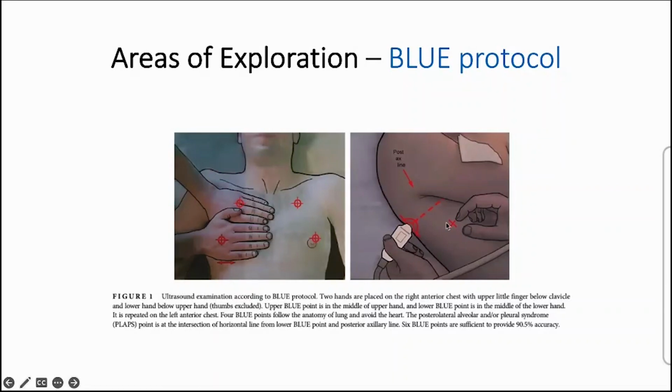And if we make a horizontal line from the lower BLUE point to the posterior axillary line, this is the PLAPS point. So there are 3 points: upper BLUE point, lower BLUE point, and right PLAPS point, and likewise the upper BLUE point, lower BLUE point on the left side, and the left PLAPS point. This is very good for the exploration of the whole chest without covering the heart. And all the 3 lobes or all the 3 zones of the lung can be explored, that is the upper lobe, middle lobe, and the lower lobe.